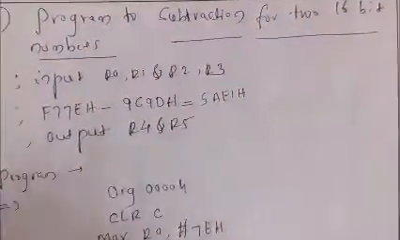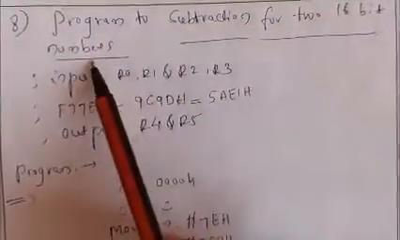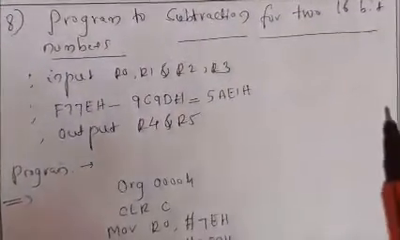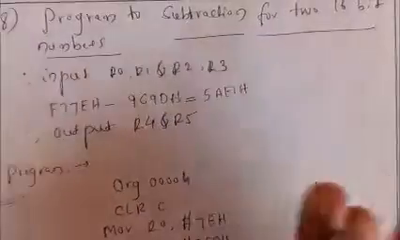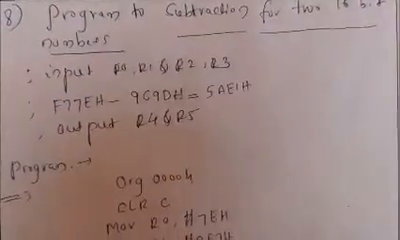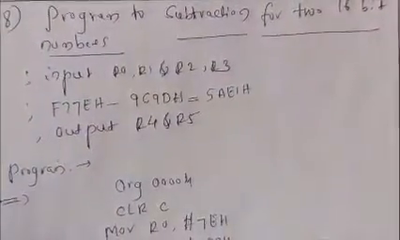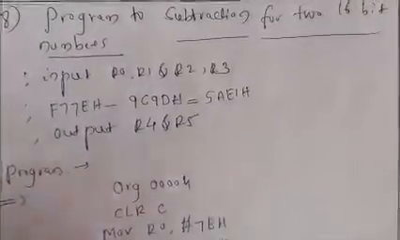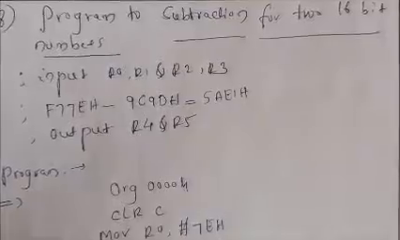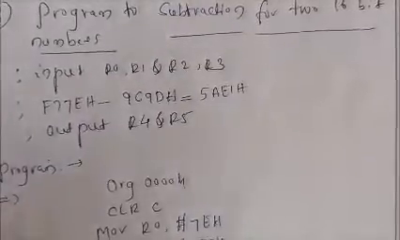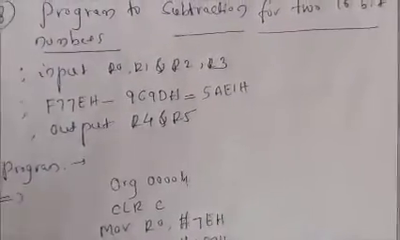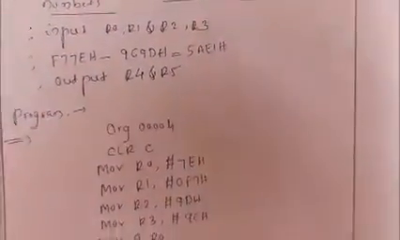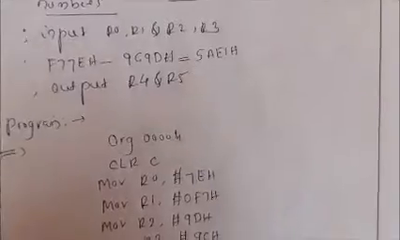So next one is a program for subtraction of 16-bit numbers. Once you understood 16-bit addition, this program becomes very easy. Once you understand one program, addition or subtraction, everything is the same, but we only need to change the instruction. Instead of addition, we need to write a subtraction. Everything in the program is the same. Before starting the program, I will explain the example here.